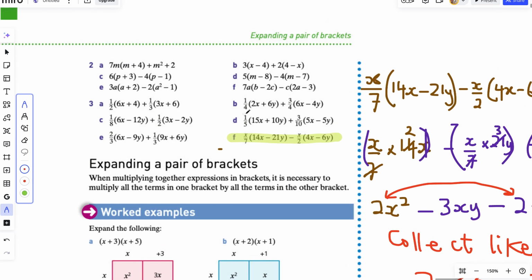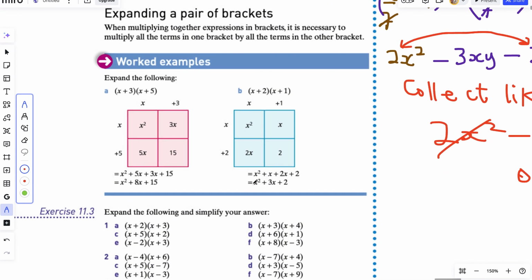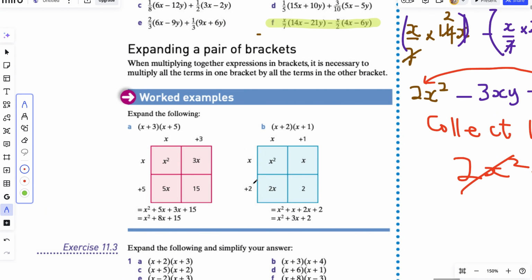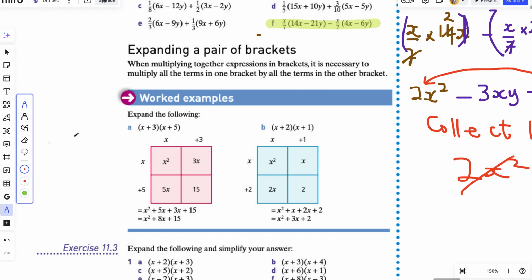You pause the video and try to solve each and every one of these, and you will get an expression. Now we move to the second segment, which is expanding a pair of brackets. If you have two brackets, x plus 3 in one bracket and x plus 5 in another bracket, there are many ways of doing it. You can do it using a box. Now let's follow the box format. What do we do by following this box format?